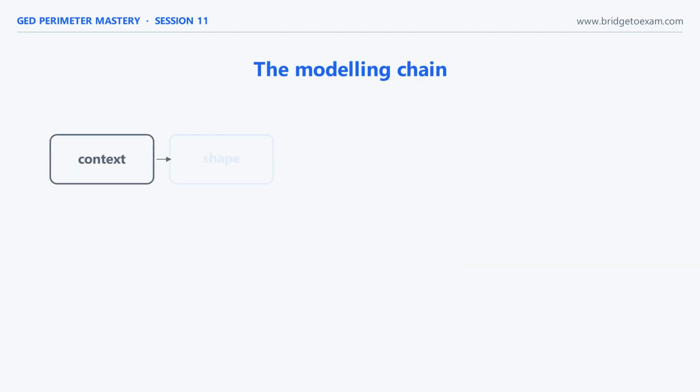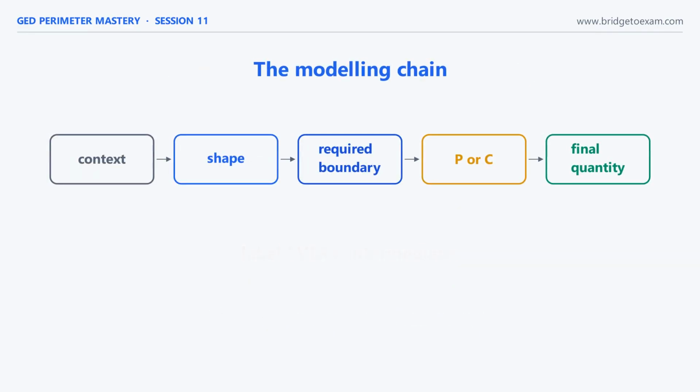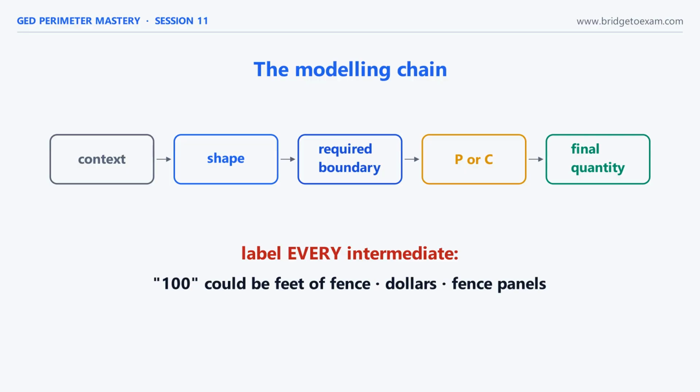So use a modeling chain. Context to shape to required boundary to perimeter to final quantity. And label every intermediate as you go. Because a bare 100 could mean feet of fence or dollars or panels. The label stops you handing in the right number for the wrong question.